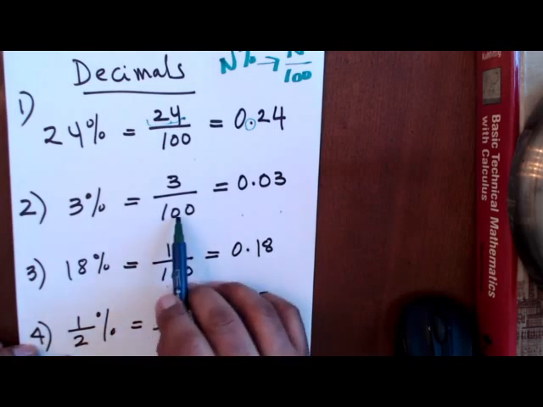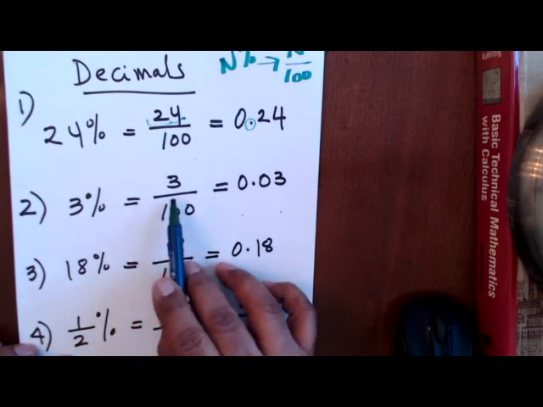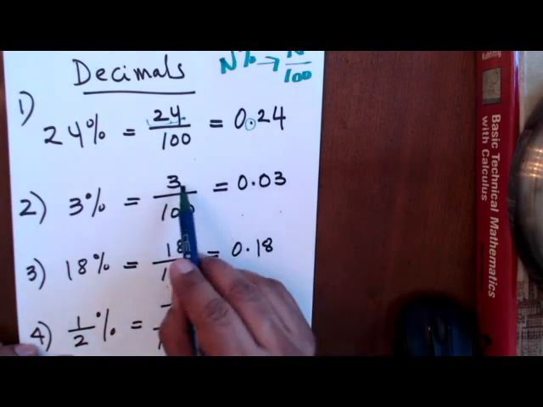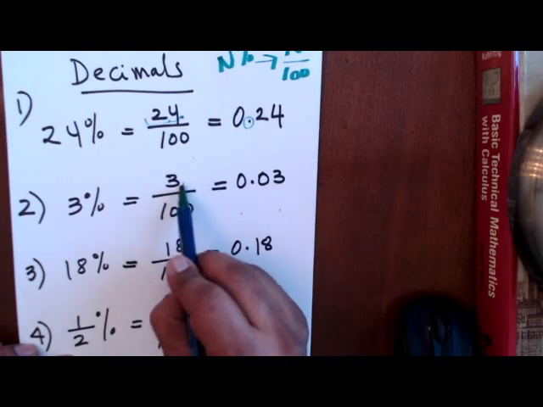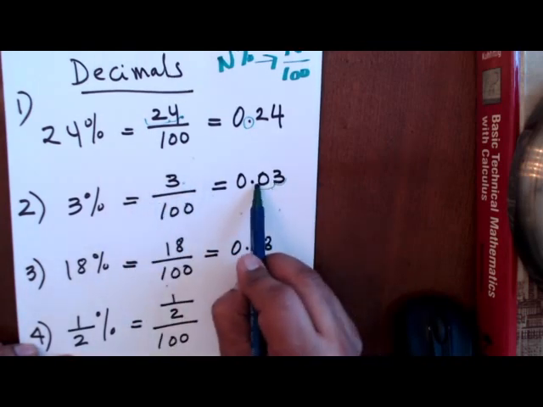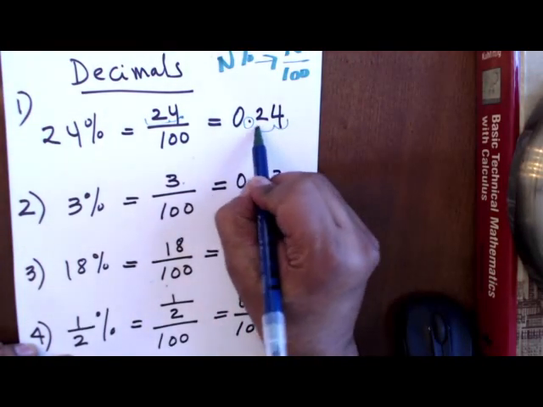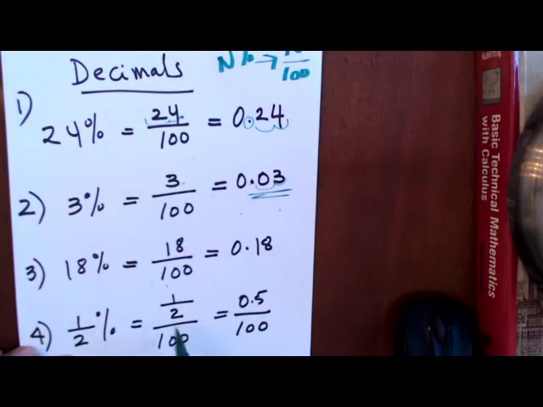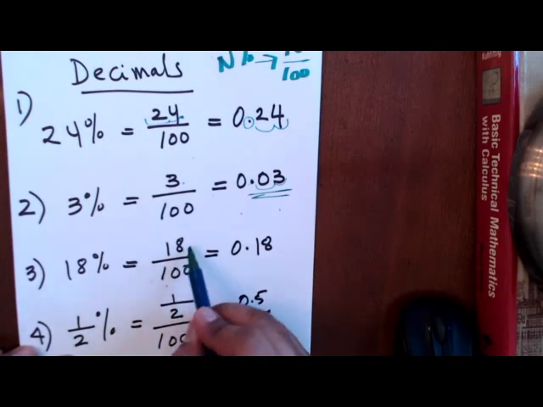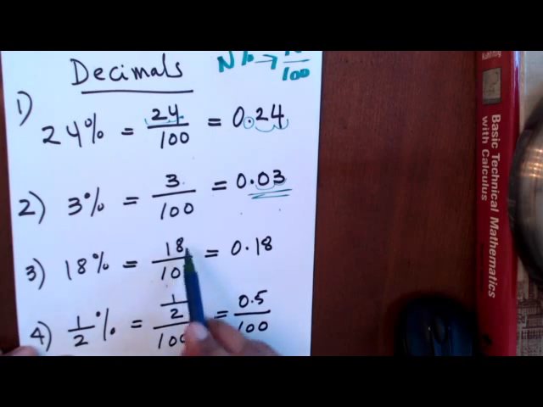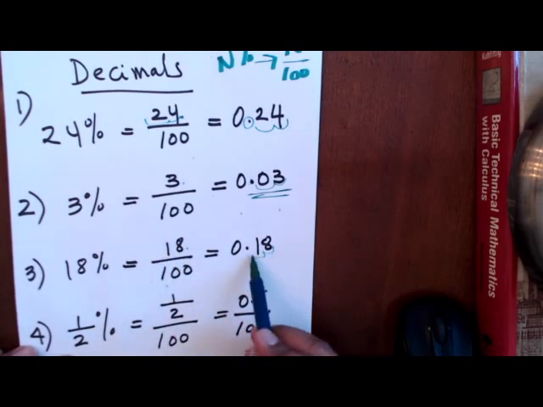Same thing here, 3 over 100. Now you have to move it 2 again. From this point here, you move it 1, 2. So your decimal point is right there. And that's basically the way that you get your answers. Again, here the decimal point will be right there for 18. So you have to move it 2 spaces. It will be 1, 2. So you get 1, 2.